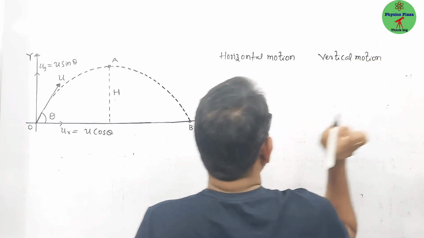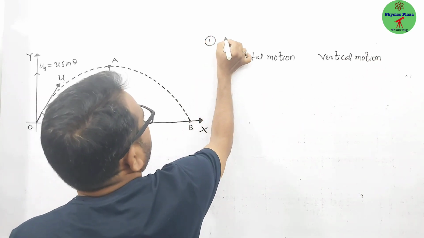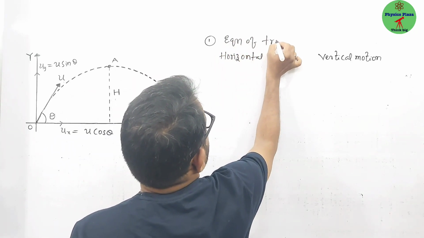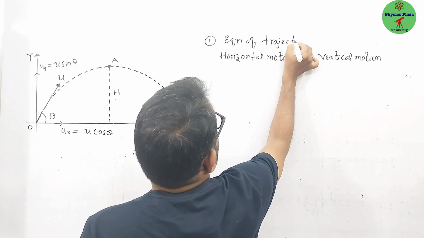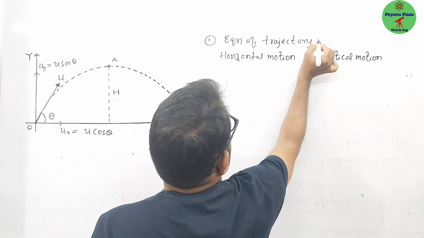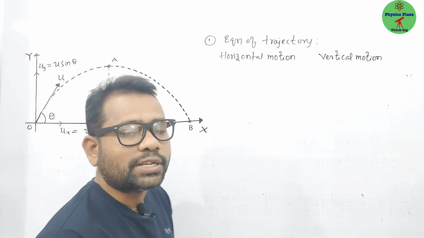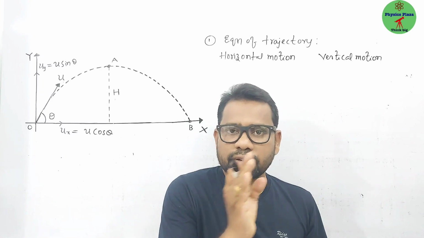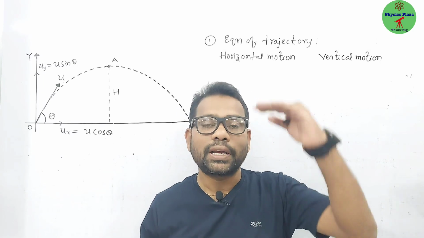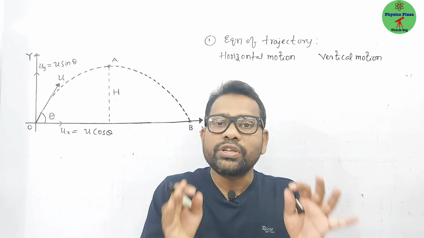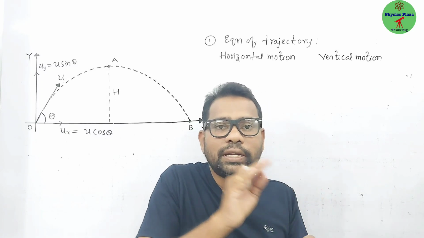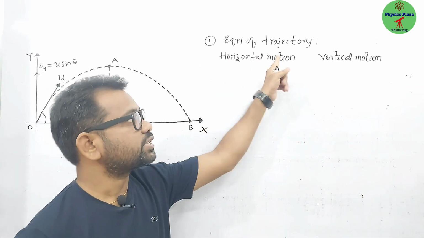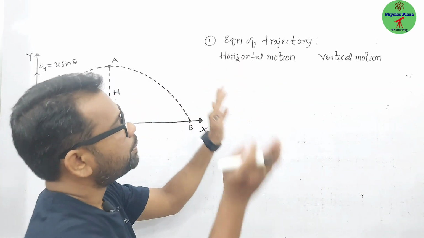So first, the parameter which we are discussing is the equation of trajectory. Children, what is the trajectory? The path along which a projectile is traveling is called the trajectory. What is the equation of trajectory? During its motion, it covers some horizontal distance as well as some vertical distance. So the equation which gives a relation between the horizontal distance and the vertical distance covered by the projectile is called the equation of trajectory. Okay, let us come back to our discussion.